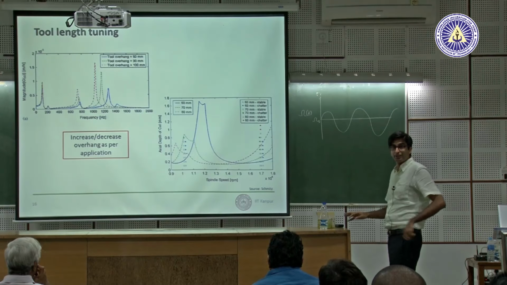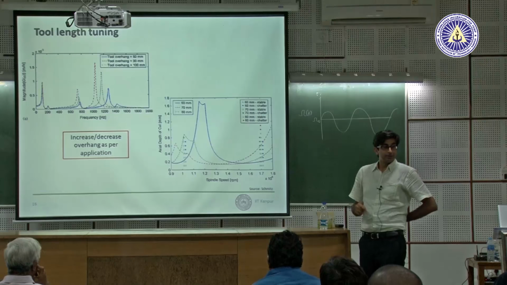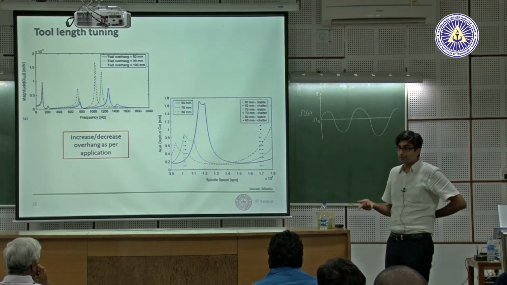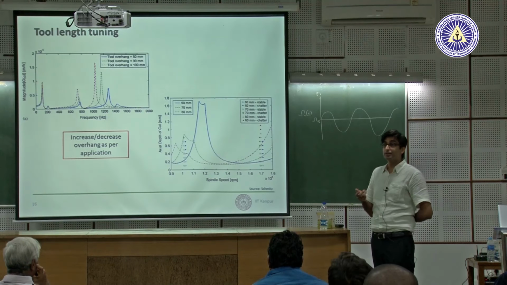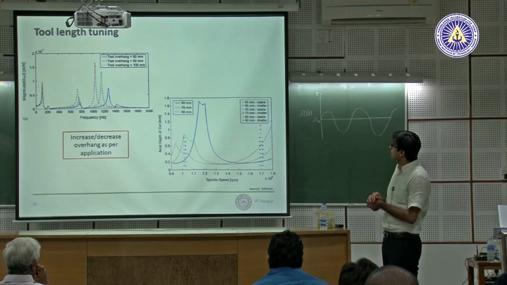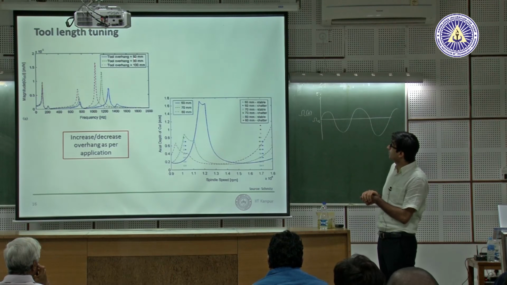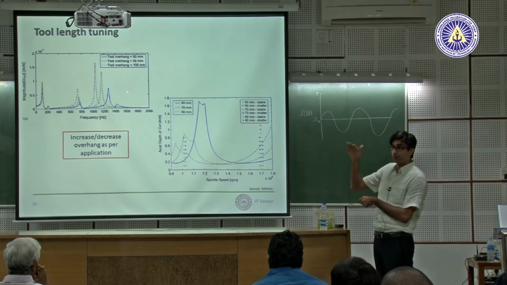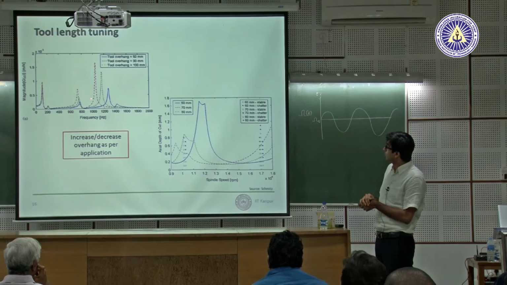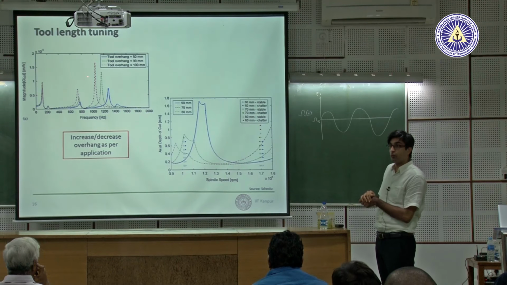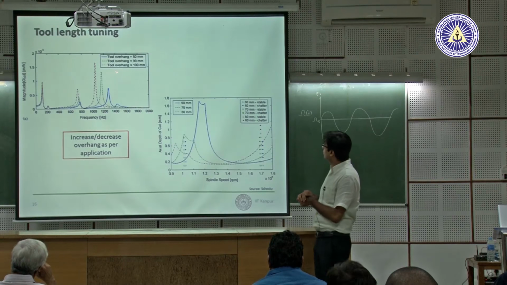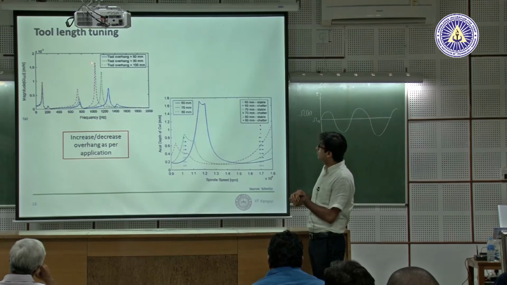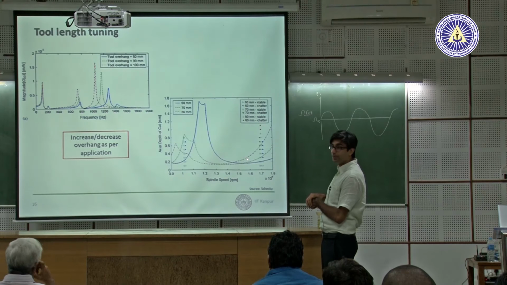This is very interesting. Tool length tuning. The longer you make the tool, the more flexible it is. Overhang increases, more flexible. You can see that here also. 80 millimeters, 90 millimeters, 100 from the spindle nose. So the higher this peak, the more flexible it is. So longer overhang, 100 millimeters, is the most flexible. Does it have the best stability?